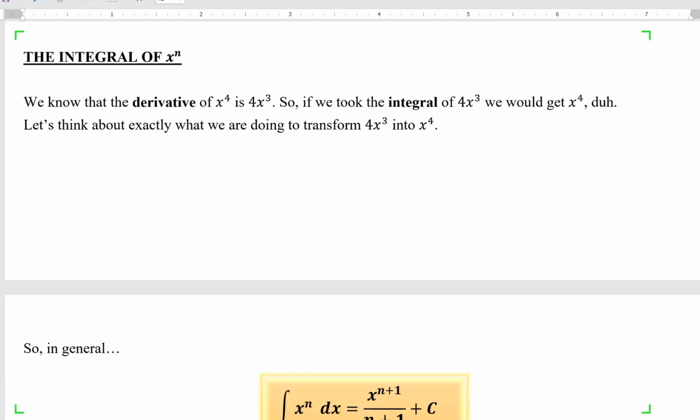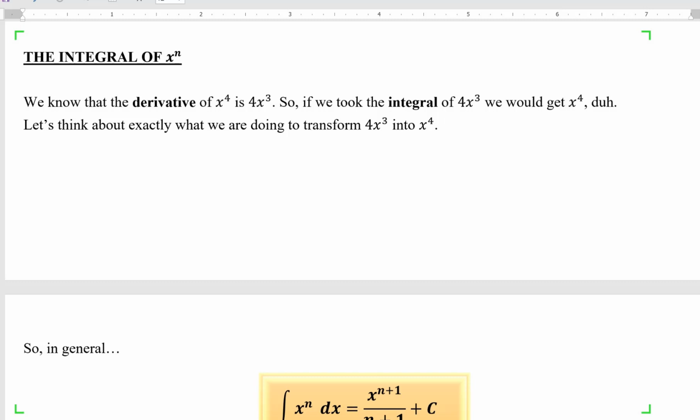All right. So we're going to move on to the integral of x to the n. Okay, so the integral of x to the n. We know the derivative of something like x to the fourth is 4x cubed. Okay, so that's pretty easy. If we took the integral of 4x cubed, we'd get x to the fourth because that's the antiderivative.